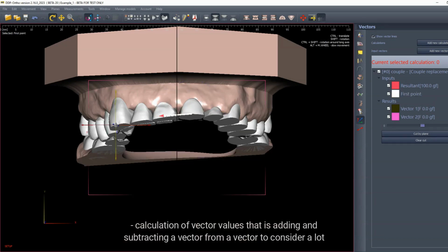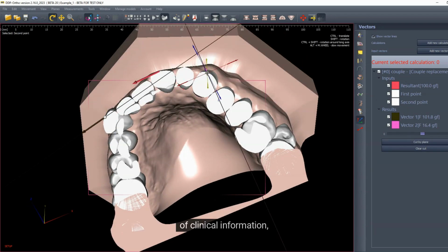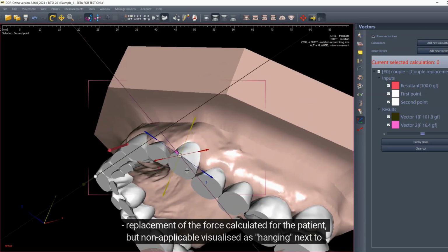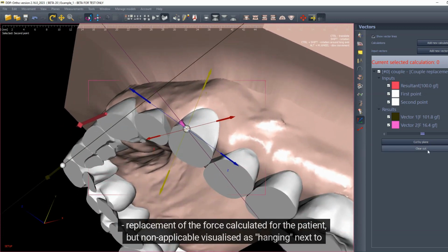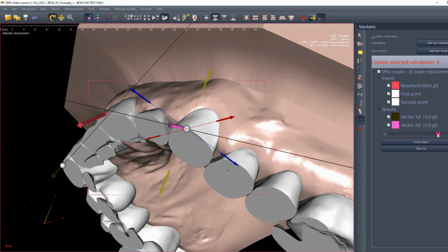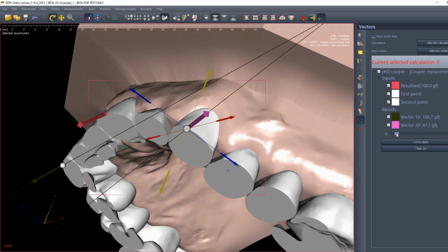Calculation of vector values, that is, adding and subtracting a vector from a vector, allows considering a lot of clinical information. The force calculated for the patient but non-applicable, visualized as hanging next to the model, is replaced by two equivalent ones, that is, a couple replacement with the application points on the model surface. This way you find the optimal anchorage points for the appliance.